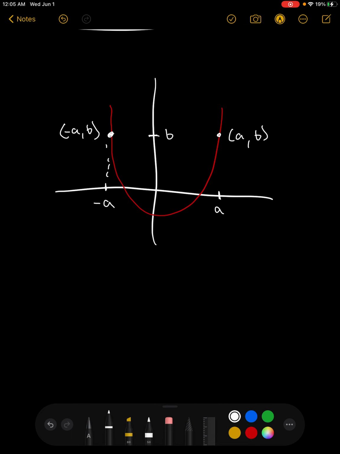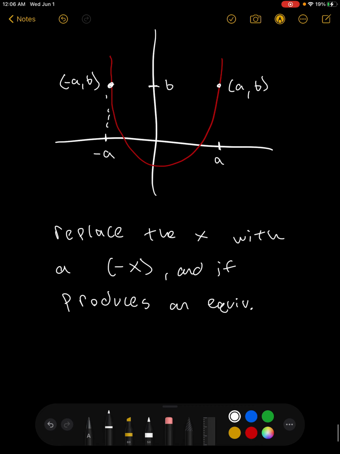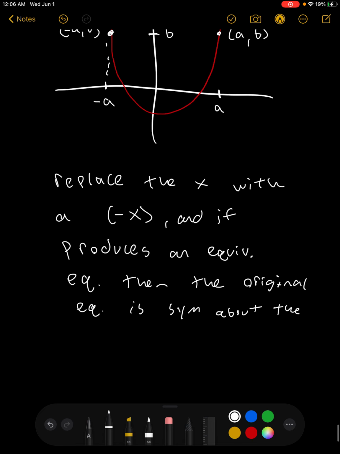So to test for y symmetry in an equation, we just simply replace the x with a minus x, and we simplify. And if this produces an equivalent equation to the original equation, then the original equation is symmetric about the y-axis.